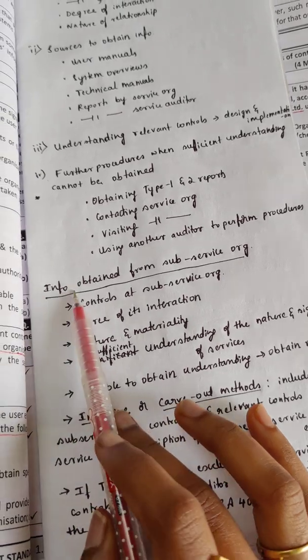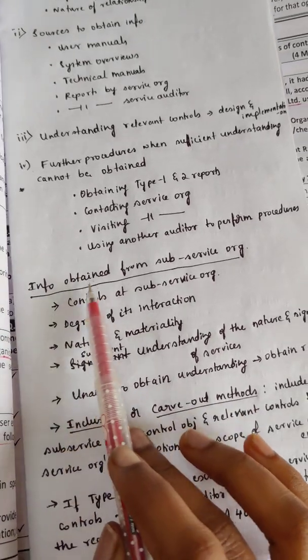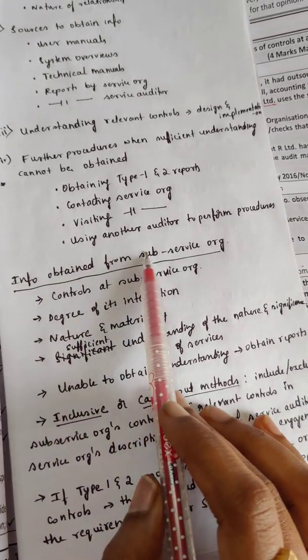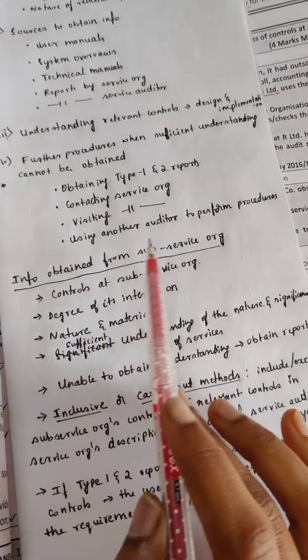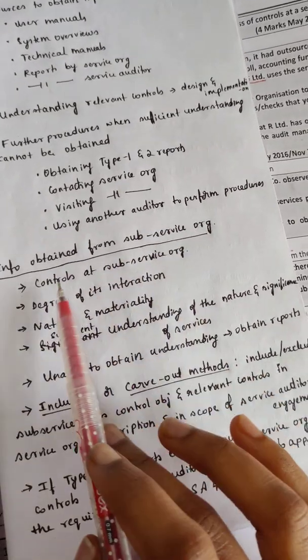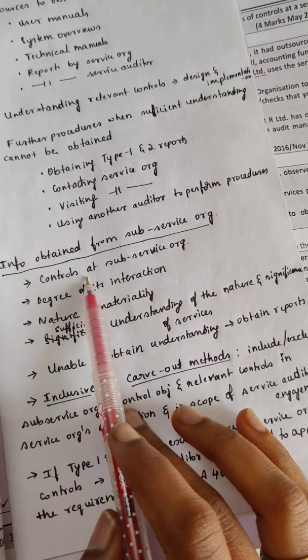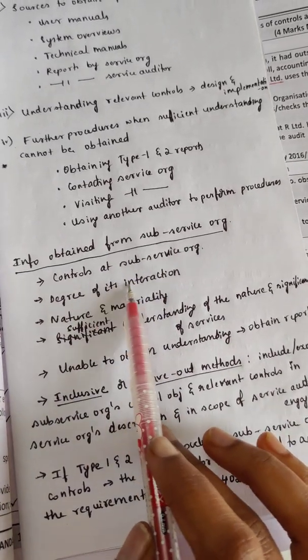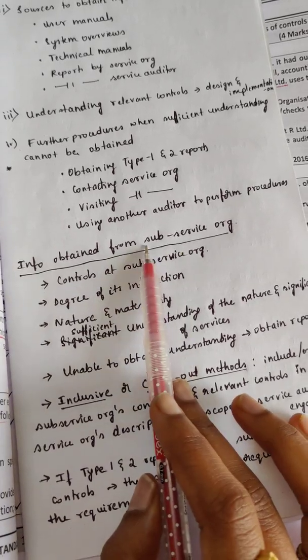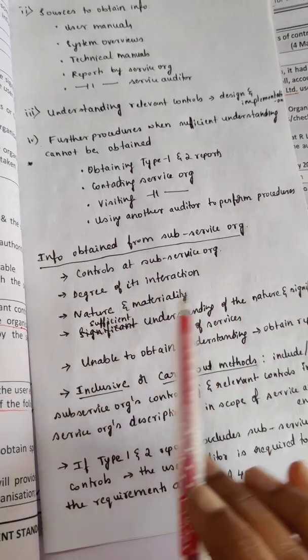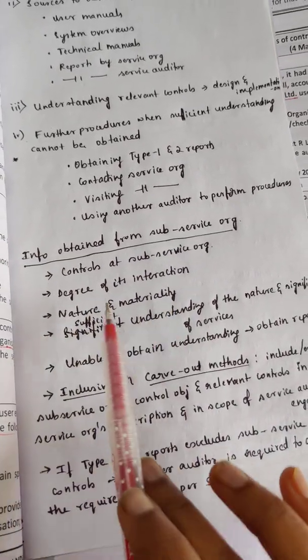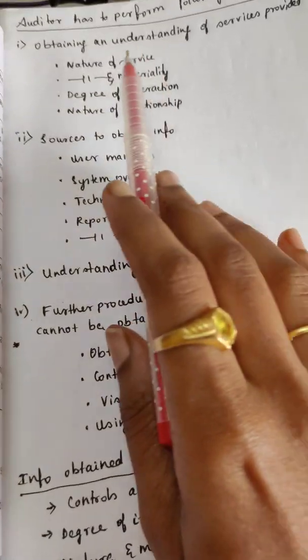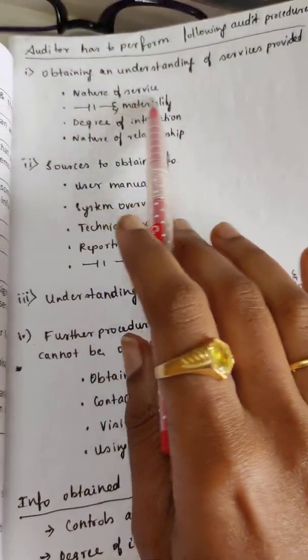Then, information obtained from the sub-service organization. This is again asked in one of the questions. What information do we have to obtain when the service organization is using the work of a sub-service organization? One is the controls at the sub-service organization. Then the degree of interaction between the sub-service organization and the service organization. Then nature and materiality. Same thing as in obtaining understanding of the service organization, we continue here.